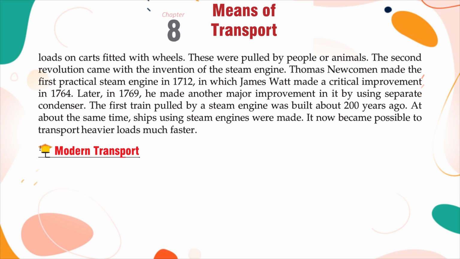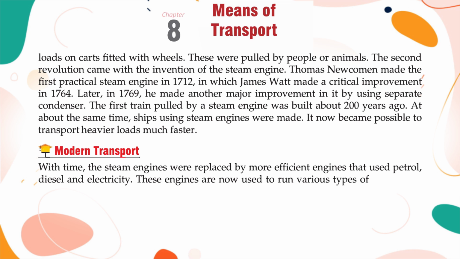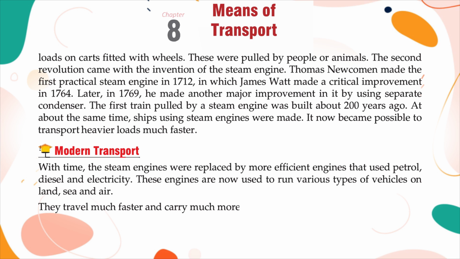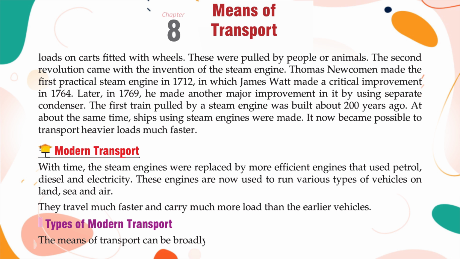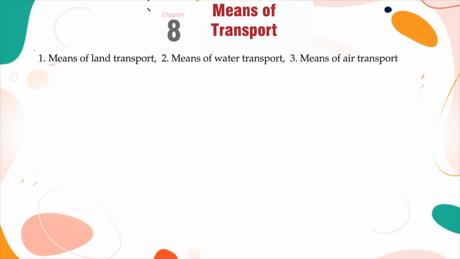Modern transport. With time, the steam engines were replaced by more efficient engines that used petrol, diesel, and electricity. These engines are now used to run various types of vehicles on land, sea, and air. They travel much faster and carry much more load than the earlier vehicles. Types of modern transport. The means of transport can be broadly divided into three types: means of land transport, means of water transport, means of air transport.